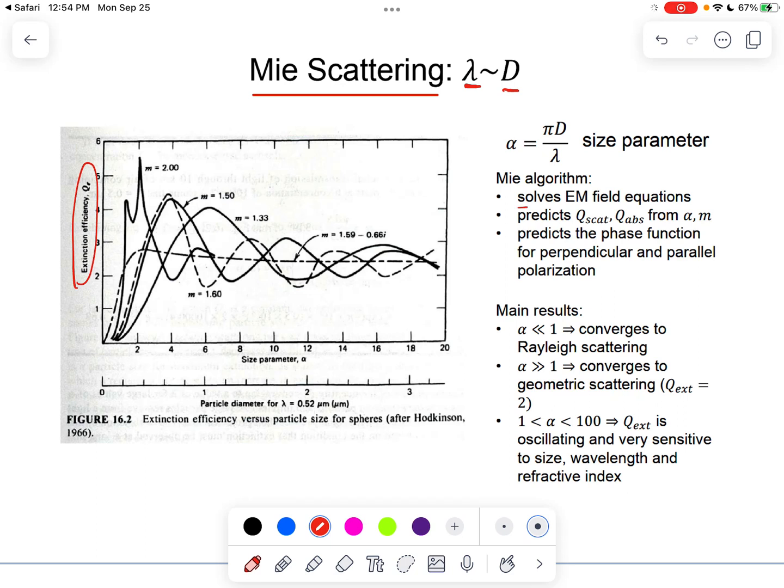Okay, so basically the Mie algorithm solves the electromagnetic field equations and predicts the scattering or absorption efficiency from alpha, where alpha is a size parameter. Right, you can see alpha is actually proportional to the ratio between the particle size and the wavelengths. Right, the larger the particle size, the larger the alpha. Right? So you can predict the scattering and absorption efficiency from alpha and the refractive index, and then also predicts the phase function for perpendicular and parallel polarization.